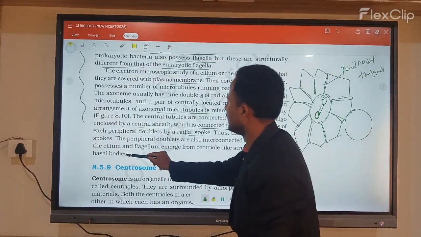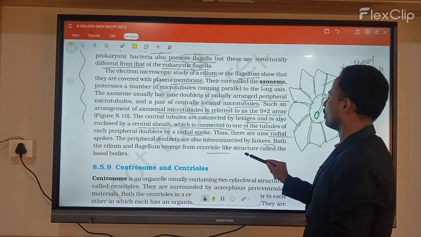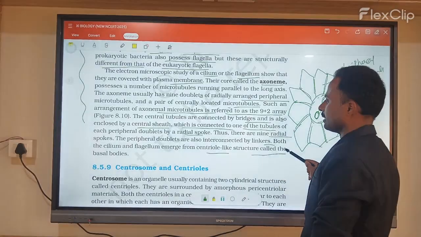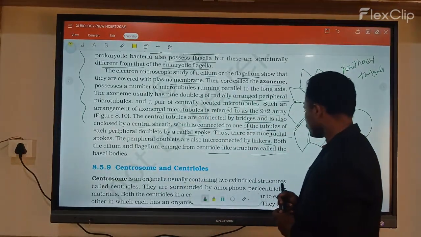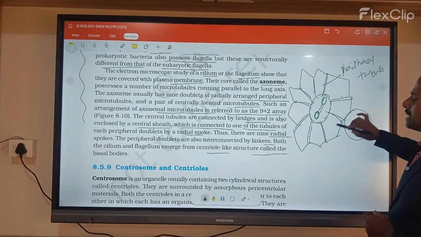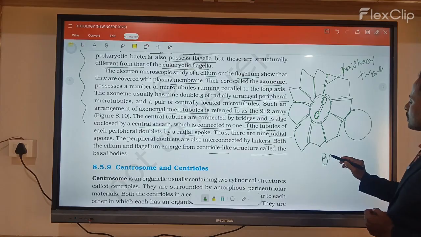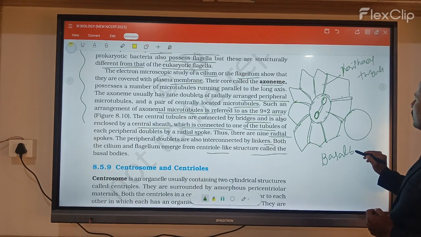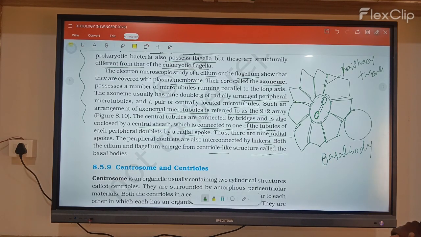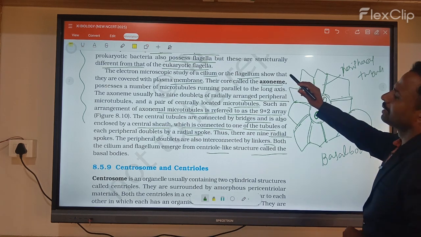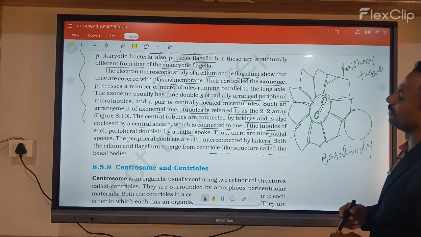Both cilia and flagella emerge from a centriole-like structure that looks like the basal bodies. So what is it called? Basal body. It is called the basal body. That is how the cilia and flagella are formed.